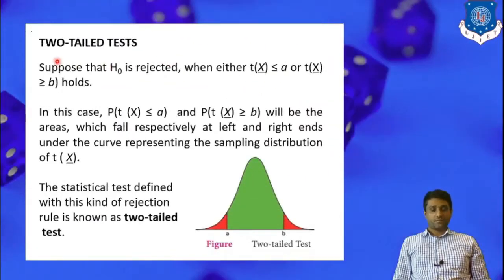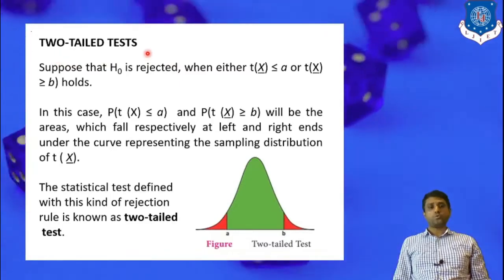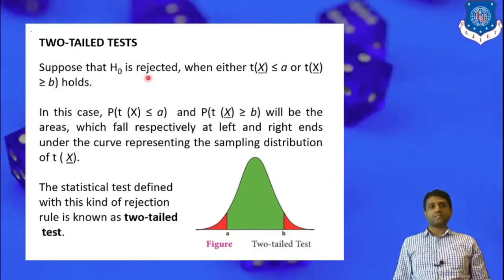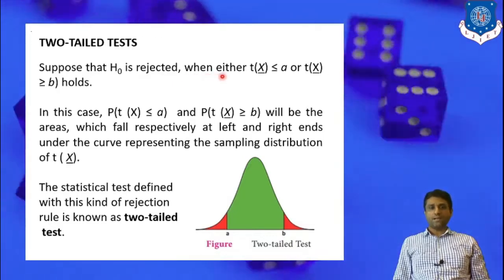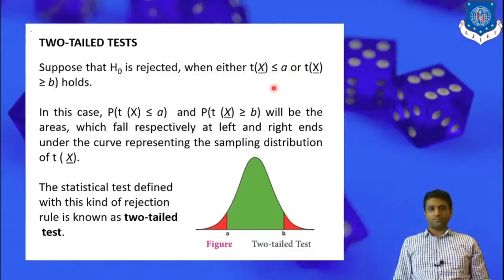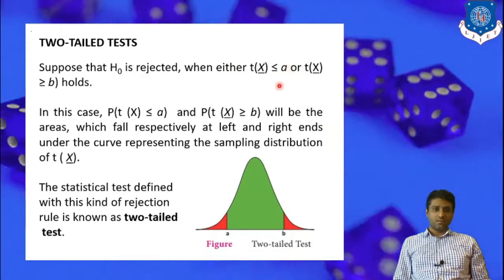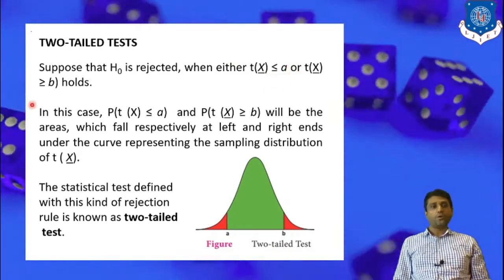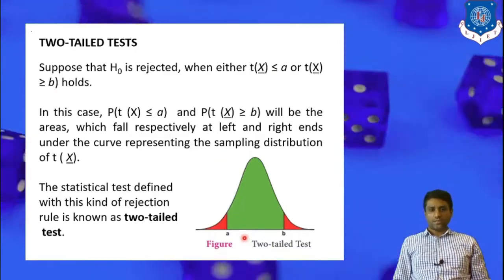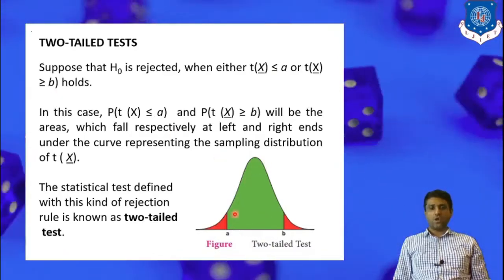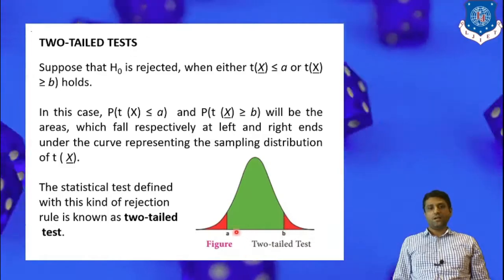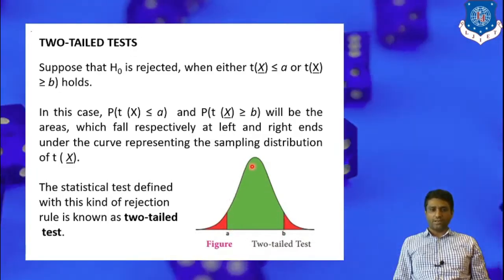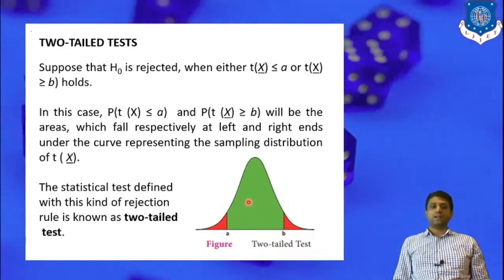Let's see what a two-tailed test is. Suppose the null hypothesis is rejected when T of x is less than or equal to A, or T of x is greater than or equal to B. This green shaded area is known as the acceptance region. If our random variable falls in this region, then our null hypothesis is accepted.